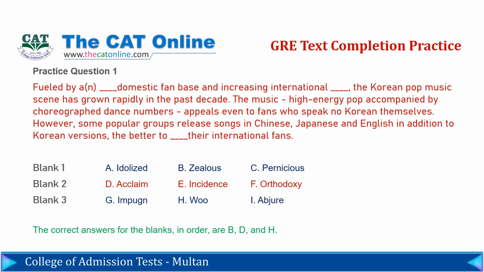Blank 1. A. Idolized. B. Zealous. C. Pernicious. Blank 2. D. Acclaim. E. Incidence. F. Orthodoxy. Blank 3. G. Impugn. H. Woo. I. Abjure.